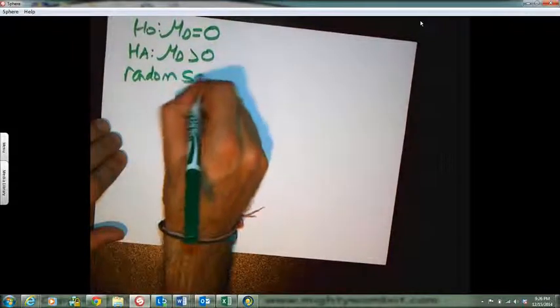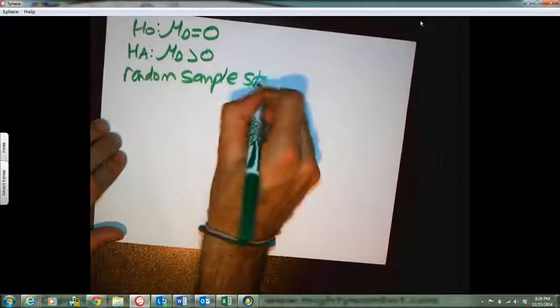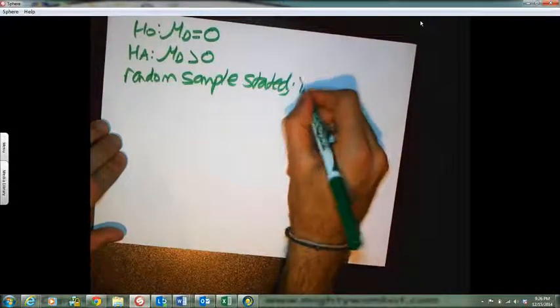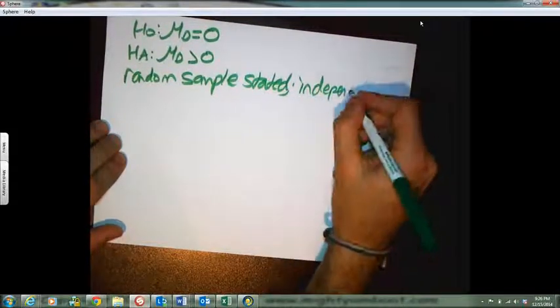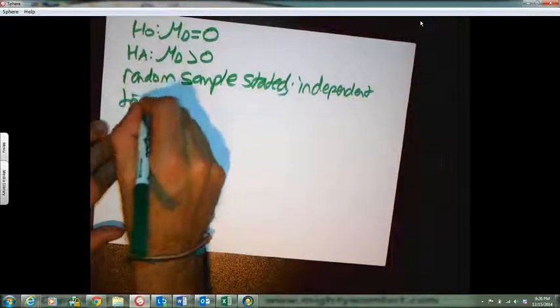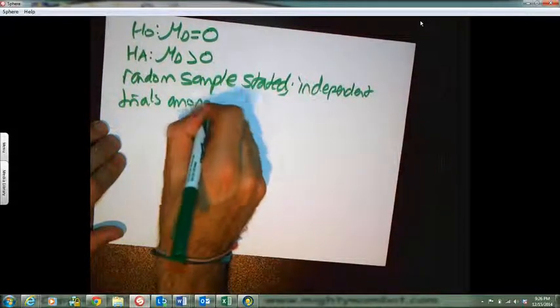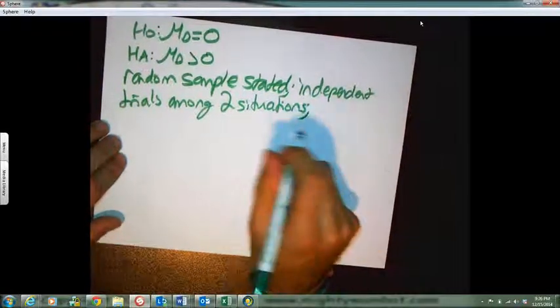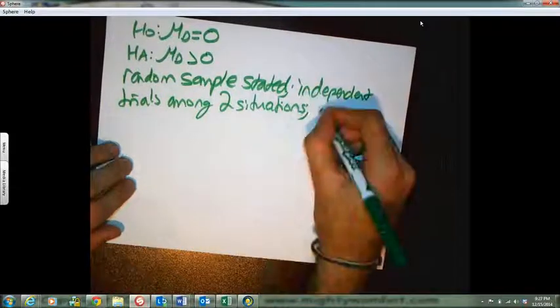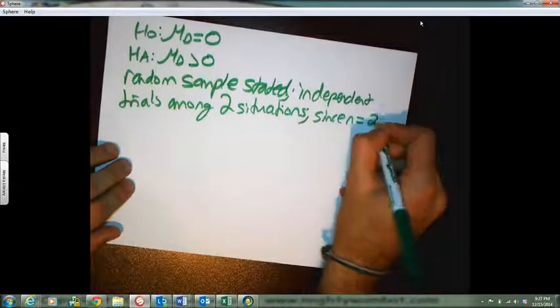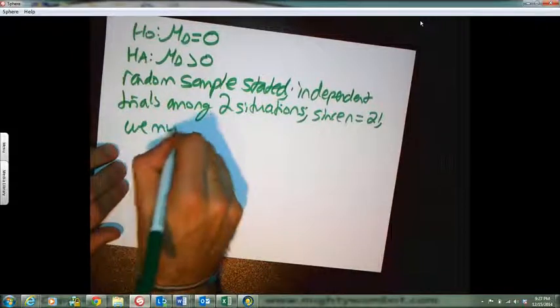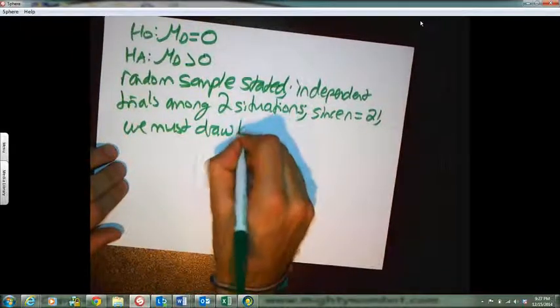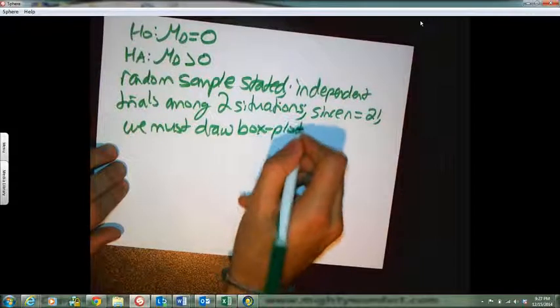Right? I now want to verify the conditions. They tell me a random sample is stated, independent trials among the 2 situations, and since n equals 21, we must draw a box plot. So let's draw that box plot.